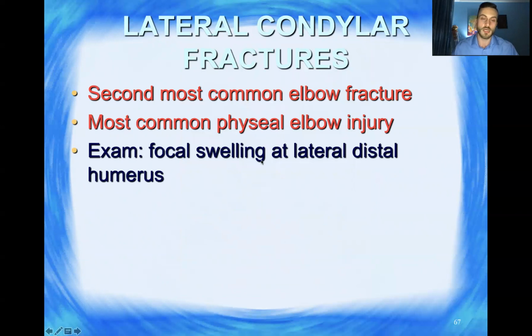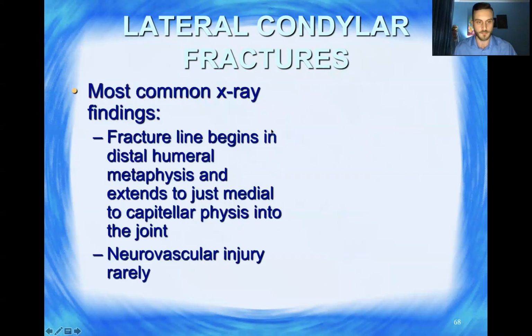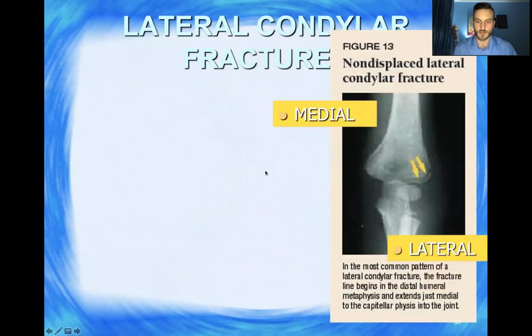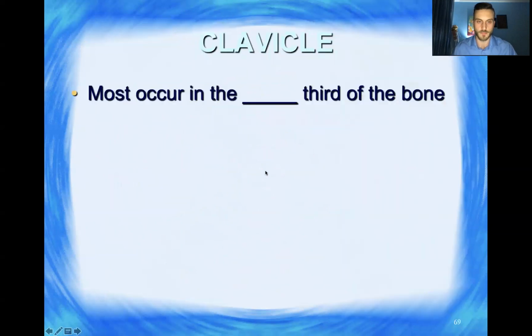For the lateral condyle, this is the most common elbow fracture, most common physeal elbow injury. You can see the fracture line, for sure. You can see the fracture line in here and the arrows, okay? Medial and lateral in here.